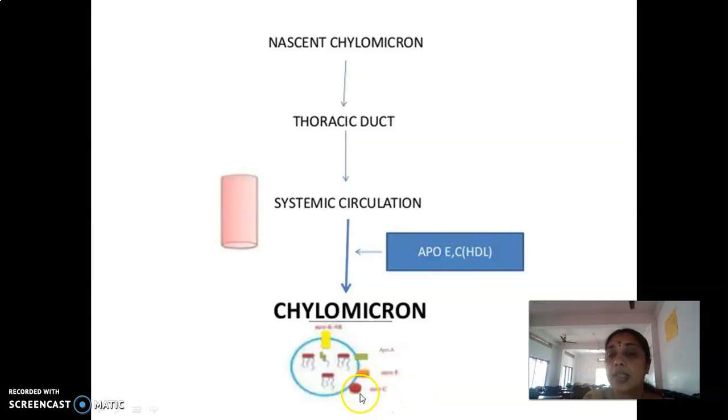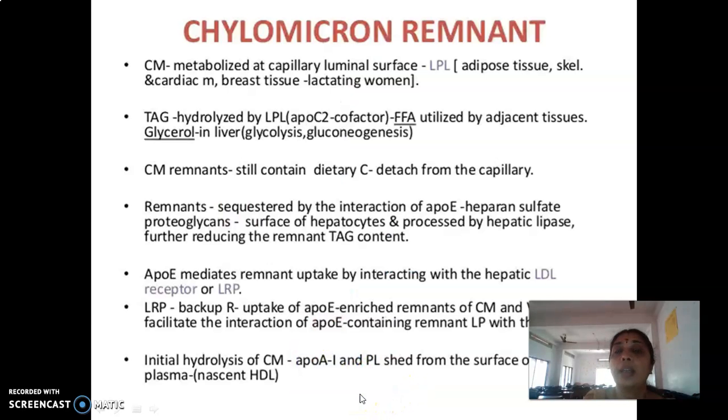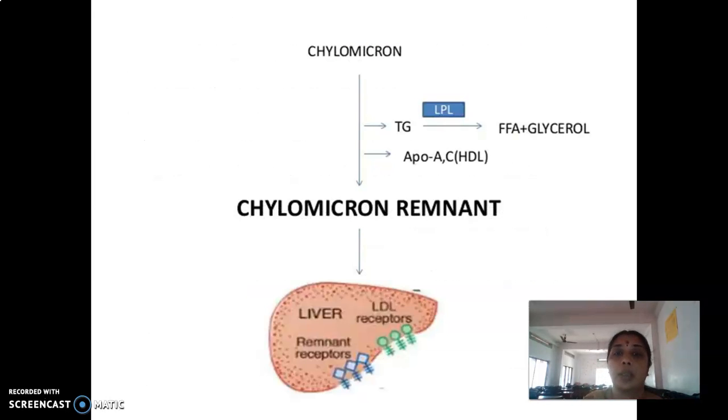So this ApoC enhances the lipoprotein lipase action and releases TG and cholesterol esters into the adipose tissue and skeletal muscles, thereby reducing the content of the chylomicron. So the chylomicrons will be reducing in size. And such a reduced, small size mature chylomicron is known as chylomicron remnant. The TG in the chylomicron, acted upon by lipoprotein lipase, gives rise to free fatty acids and glycerol. This is delivered to the skeletal muscles and adipose tissue, right? So this LPL is activated by ApoC, right?